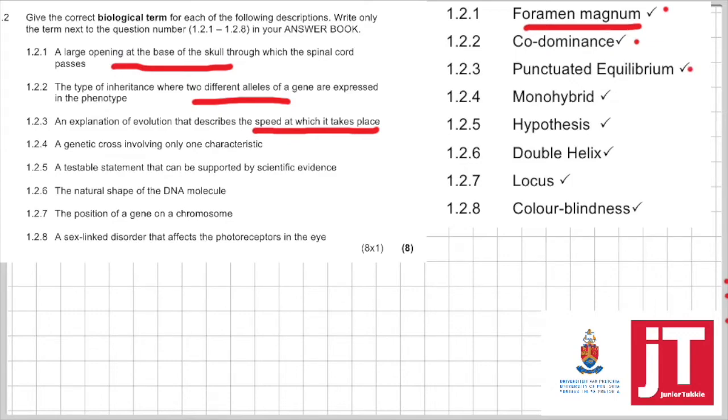1.2.4. A genetic cross involving one characteristic, that is a monohybrid cross. 1.2.5. A testable statement that can be supported by scientific evidence, that is a hypothesis. 1.2.6. The natural shape of the DNA, a double helix, not a helix. And 1.2.7, the position of a gene on a chromosome, a locus. And 1.2.8, a sex-linked disorder that affects the photoreceptors in the eyes, color blindness.